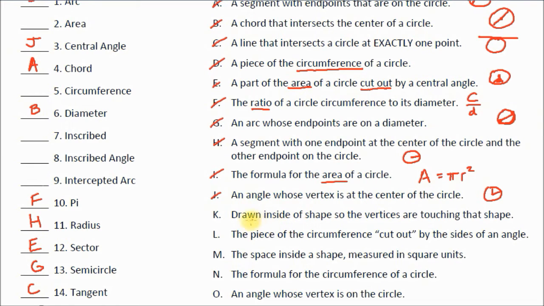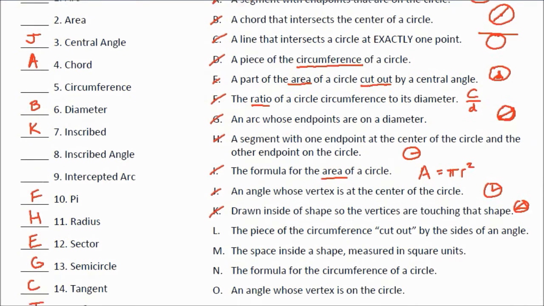Letter K, drawn inside of a shape so the vertices are touching that shape. So something drawn inside of a shape so the vertices are touching that shape. If you kind of picture that, we've done this before, like there's a triangle. Well, that triangle is inscribed because it's drawn inside of a shape and its vertices are touching the shape. So that would be inscribed, which is K. Be careful between that one and inscribed angle. That's a specific type of angle inside of a circle.